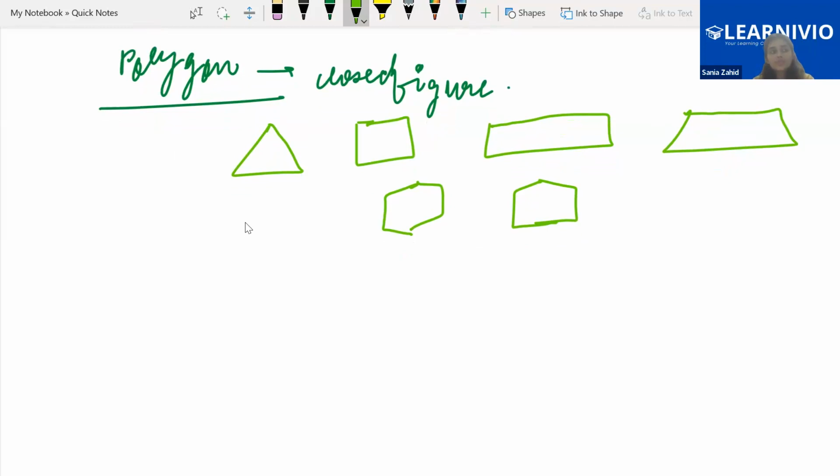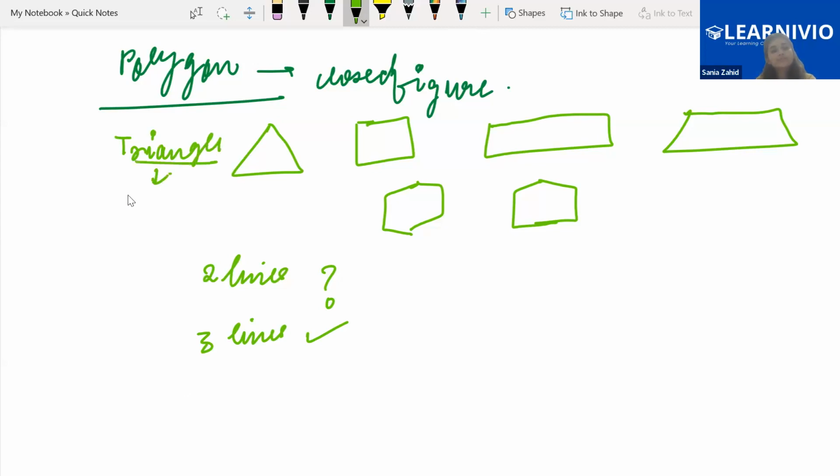Can you form a closed figure with 2 lines? No. Then with 3 lines? Yes. So a triangle is the simplest polygon. Why? Because it is composed of the minimum number of lines with which a polygon can be formed. Now we have two types of polygons with us.